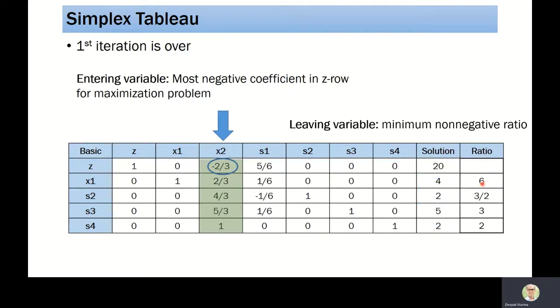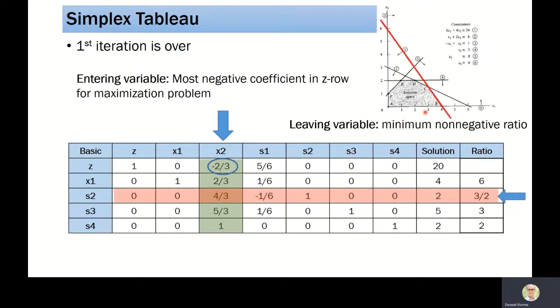Then I will be finding the ratio. So how I will be finding: 4 divided by 2 by 3, 2 divided by 4 by 3, 5 divided by 5 by 3, and 2 divided by 1. So I get the ratio now. Once I get the ratio, I have to look for the minimum non-negative ratio. This is 3 by 2 as of now, and this is corresponding to S2. So pivot column is X2, pivot row is corresponding to S2.